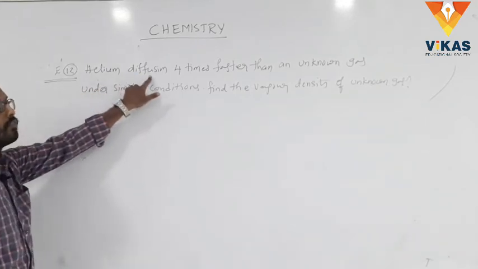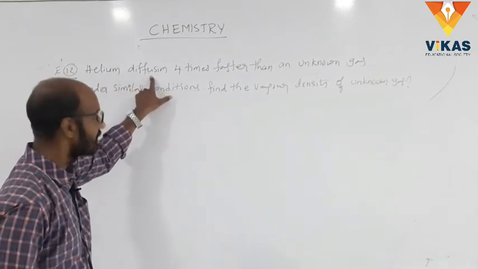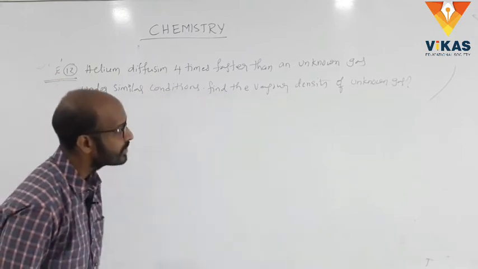Helium diffusion is 4 times faster than the unknown gas. So under similar conditions, find the vapor density of the unknown gas.